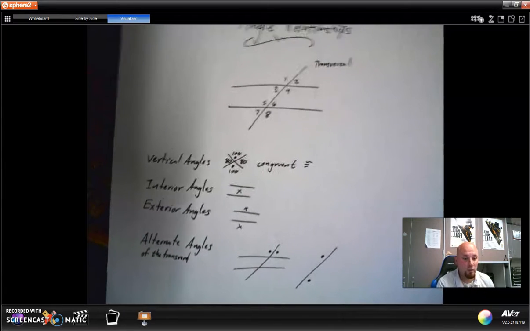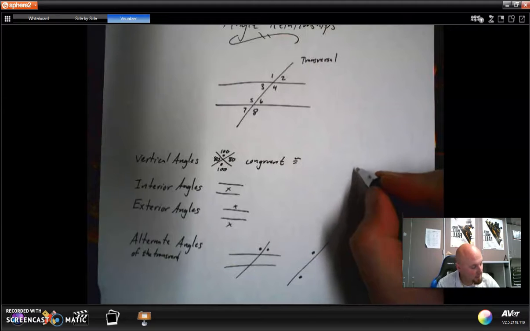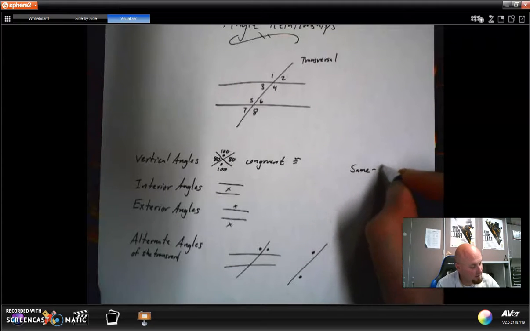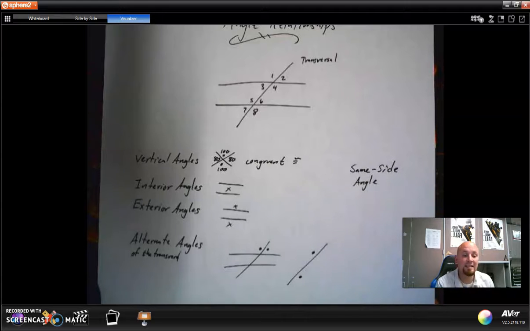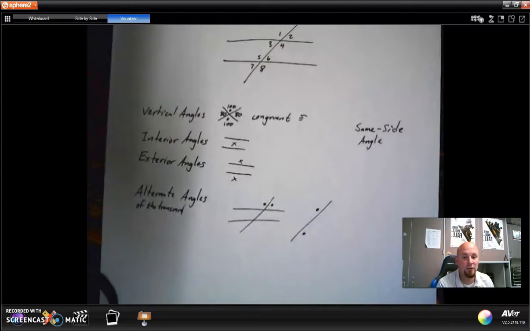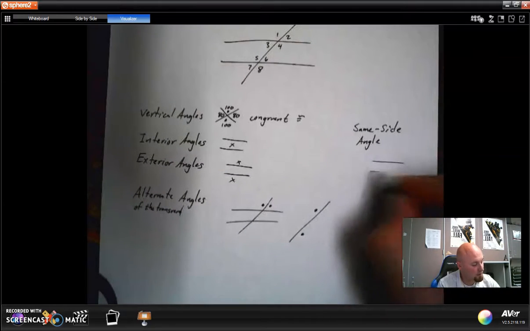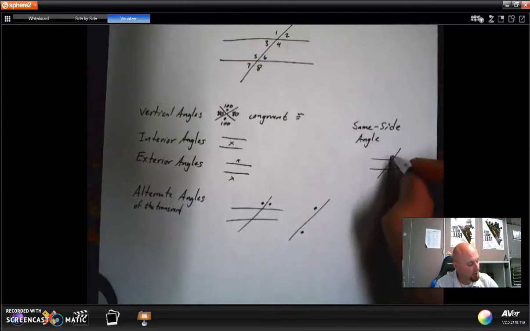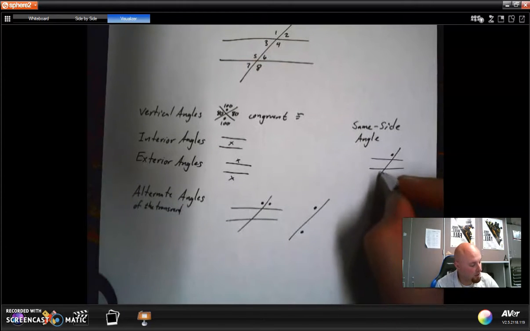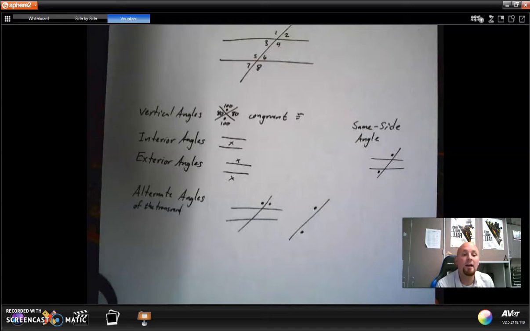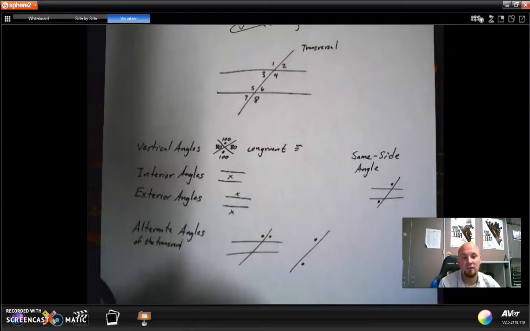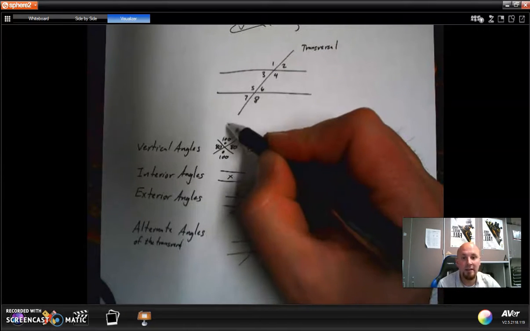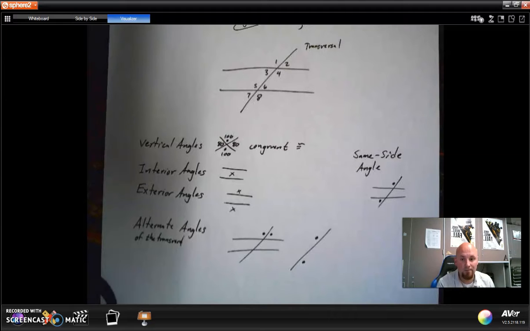Which leads us to our next one, which is same side angles. Same side angles are angles that are on the same side of the transversal. For example, if I drew parallel lines again and that transversal, an angle that is on the left side of the transversal and another angle also on the left side of the transversal are same side angles. So we're talking like 3 and 5. They're on the left side of the transversal. 2 and 8, they're on the right side of the transversal.